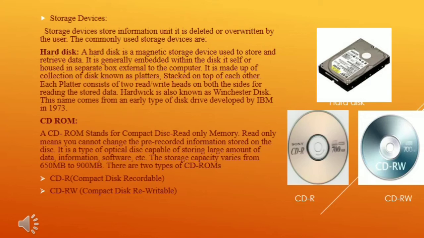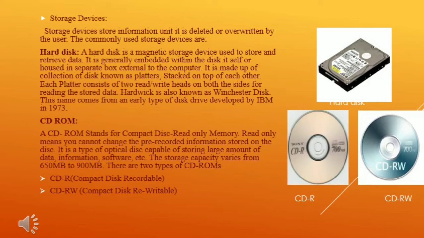Each platter has the same number of tracks to store data. A track location that cuts across all platters is called a cylinder. Hard disk is also known as Winchester disk. This was developed by IBM in 1973.